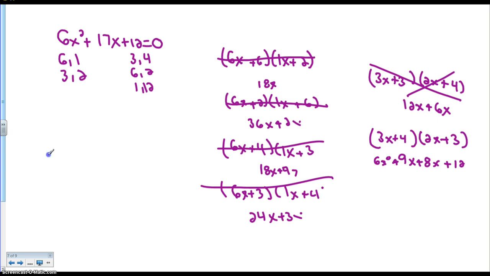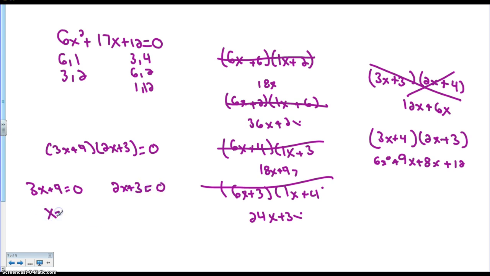So what I'm going to do is, I know it's 3x plus 4, 2x plus 3 equals 0. So I'm going to set 3x plus 4 equal to 0, and then 2x plus 3 equal to 0. And I get x to be negative 4 thirds and x to be negative 3 halves. I hope that this helps out.